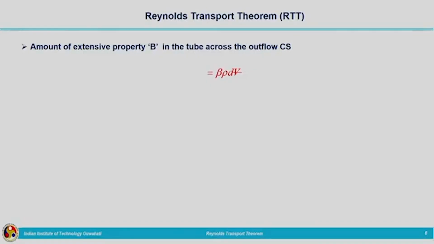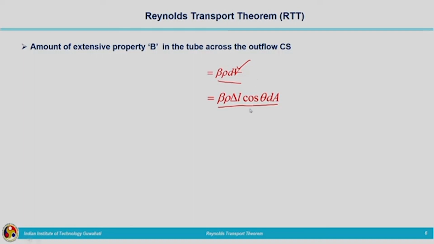Now we need to get the expression for the extensive property in the tube across the control surface, in the outflow region, that is region 3, that is beta rho dV. We know the expression is beta rho dV. Here we are going to substitute for dV, the expression we have already found out, into the expression for the amount of extensive property B. It will come out to be beta rho delta L cos theta dA.